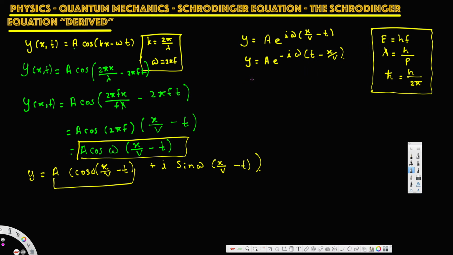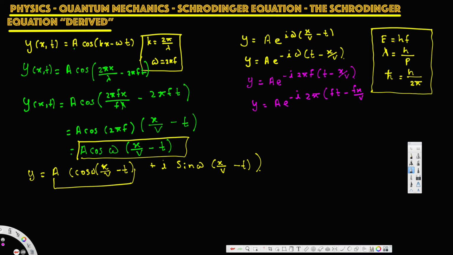So let's go ahead and do that one first. This is going to be y is equal to A e to the power negative i, and instead of omega I'm going to replace that with 2 pi f. So this is going to be 2 pi f (t minus x over v). Now I'm going to bring this f inside the parenthesis. So we have y is equal to A e to the power negative i 2 pi (f t minus f x over v). Okay, so this is what we have right now.